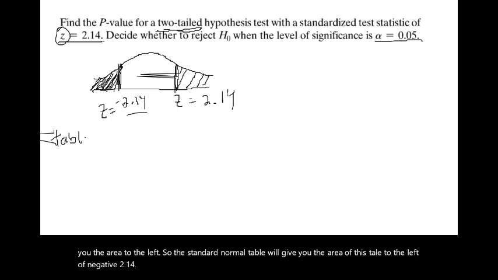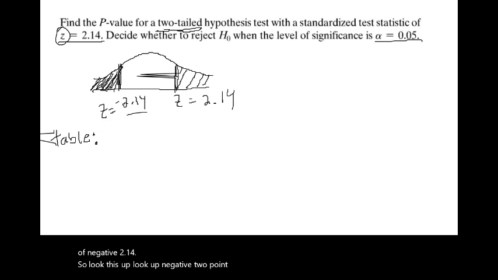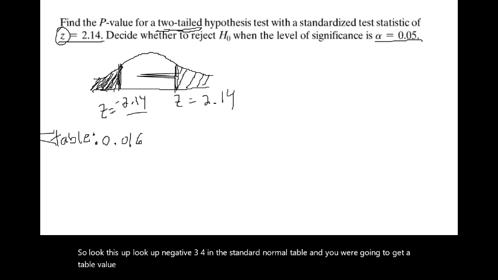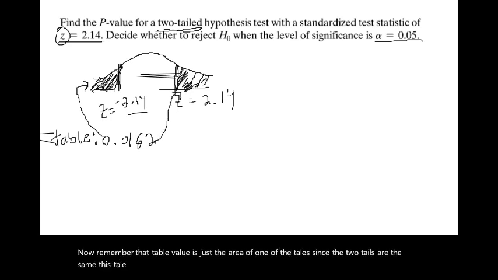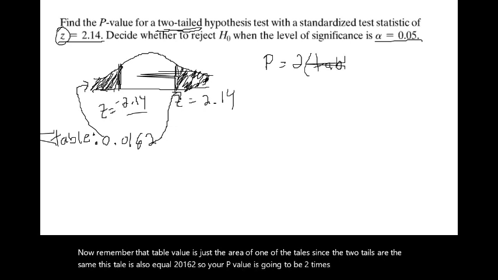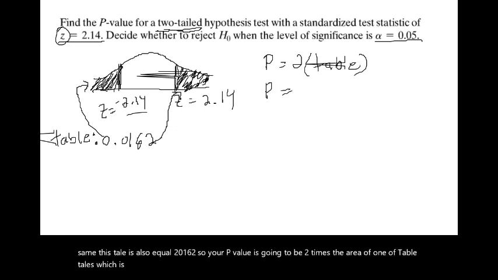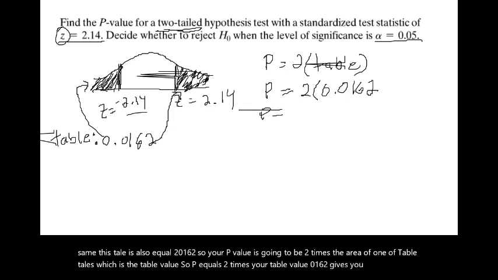So look up negative 2.14 in the standard normal table, and you are going to get a table value of 0.0162. Now remember, that table value is just the area of one of the tails. Since the two tails are the same, this tail is also equal to 0.0162. So your p-value is going to be 2 times the area of one of the tails, which is the table value. So p equals 2 times your table value, 0.0162, gives you a p-value of 0.0324.